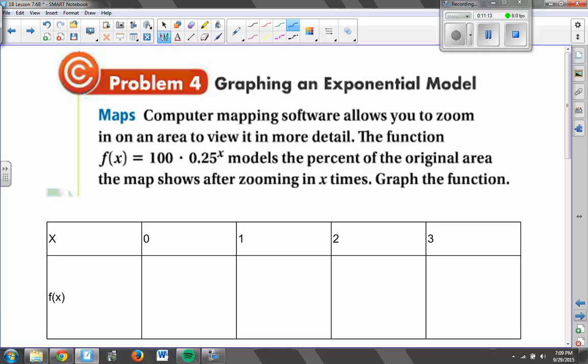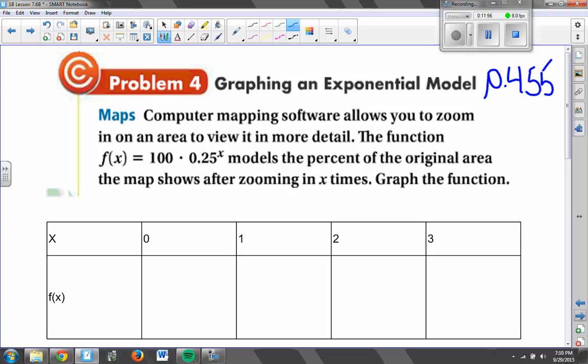Okay, let's graph an exponential model from a word problem. This you will still find on page 455. It says that computer mapping software like Google Maps allows you to zoom in on an area to view it in more detail. The function f of x, which is just a function where we plug x values in, equals 100 times 0.25 to the x power, models the percent of the original area that shows after zooming in a certain number of times. And they want us to graph this function.